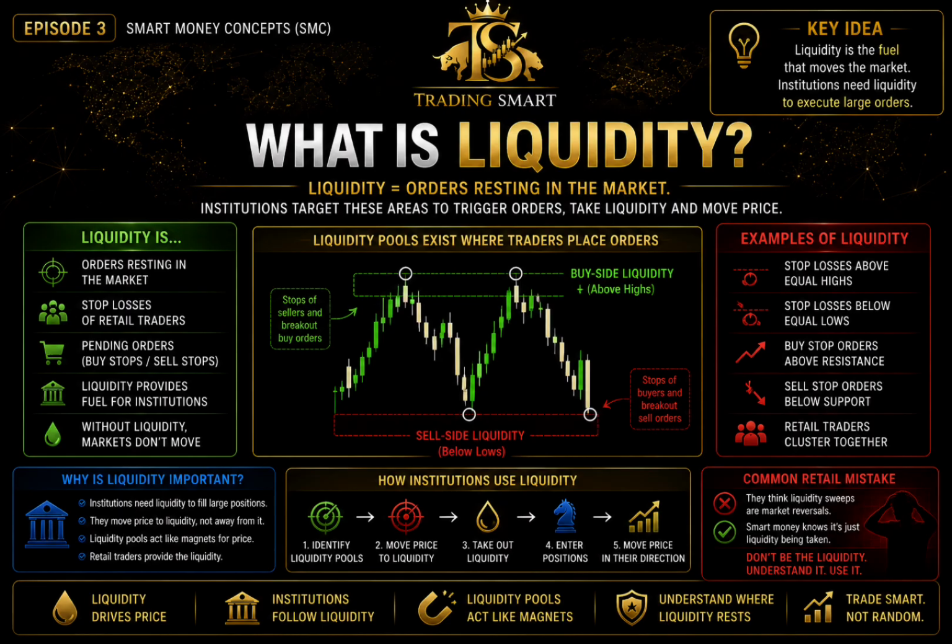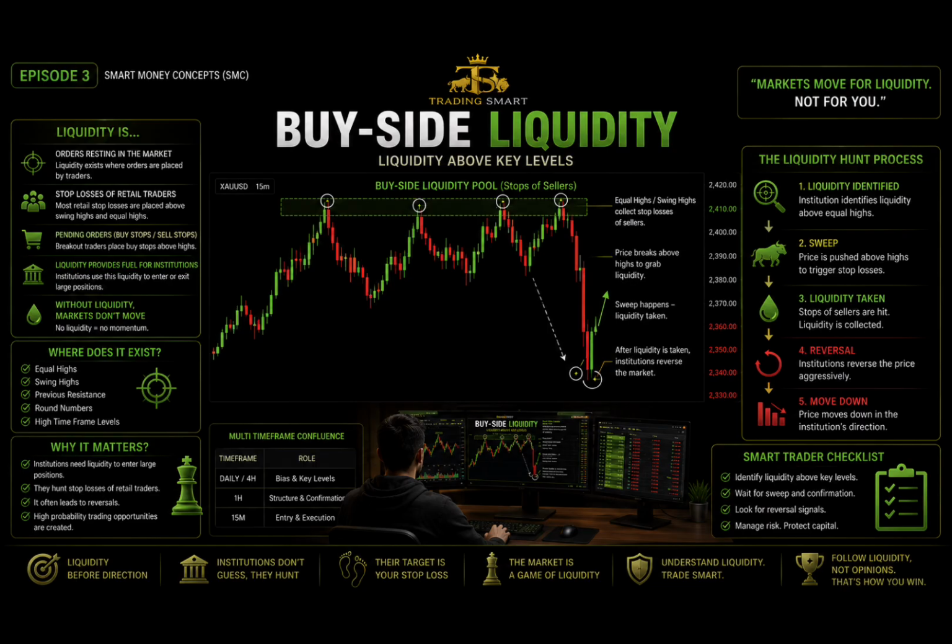Let's dive in. In smart money concepts, one of the most important ideas to understand is buy-side liquidity. Buy-side liquidity refers to the pool of stop losses and pending buy orders that rest above swing highs, equal highs, and resistance levels. Institutions such as banks and hedge funds require liquidity to execute large positions. They don't randomly enter trades, they seek areas where many orders are concentrated.